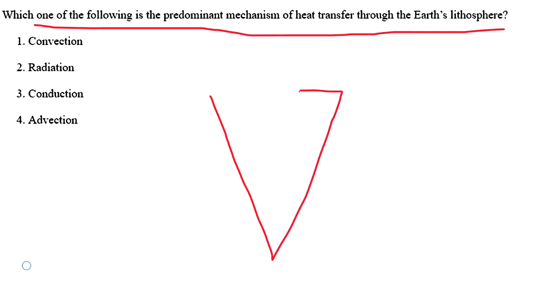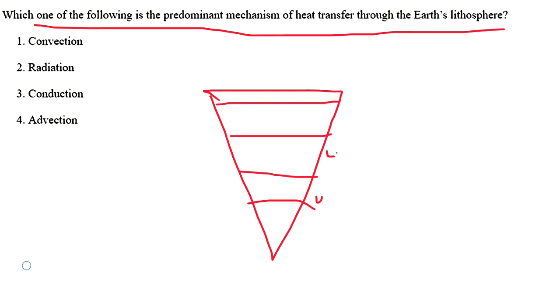Suppose this is our earth and this is our crust, this is our mantle, and this is our core. The core is further subdivided into upper and lower mantle, upper mantle, upper core, lower core. And this is our lithosphere and this is our asthenosphere.